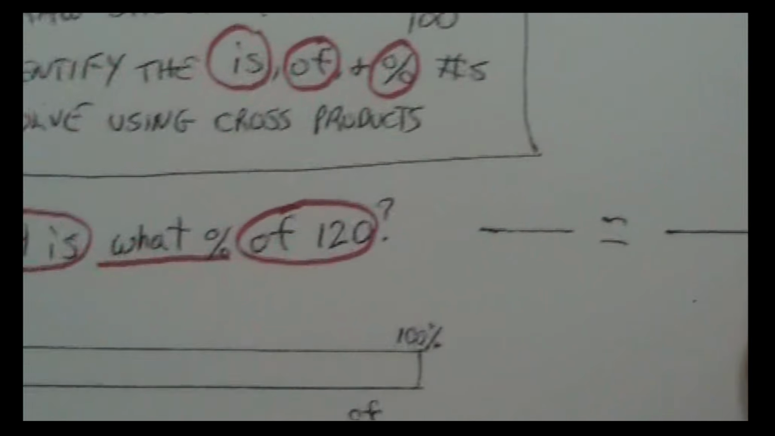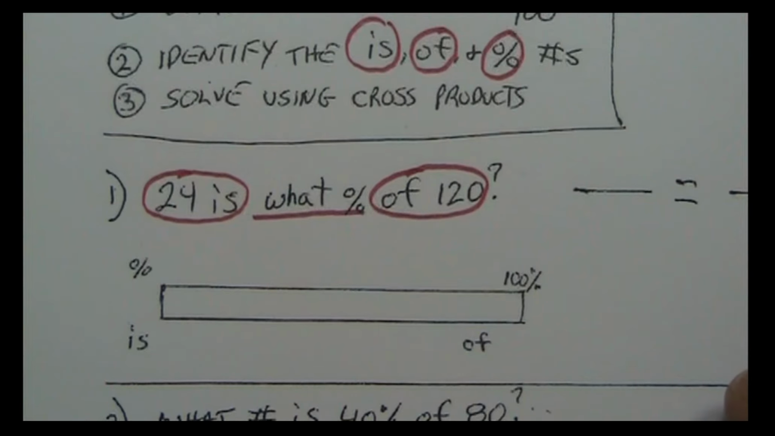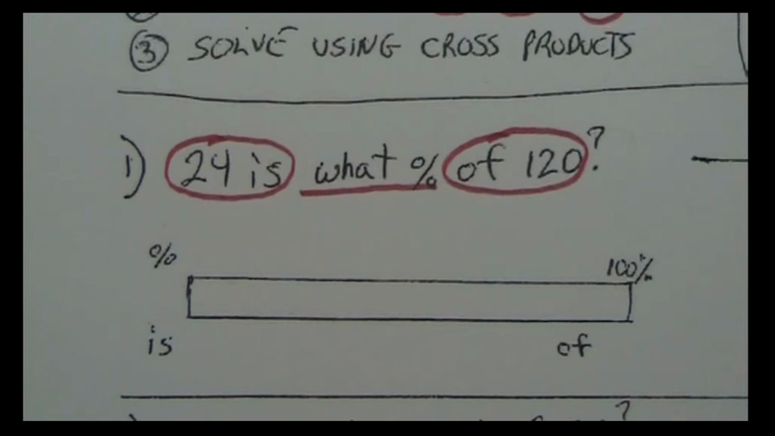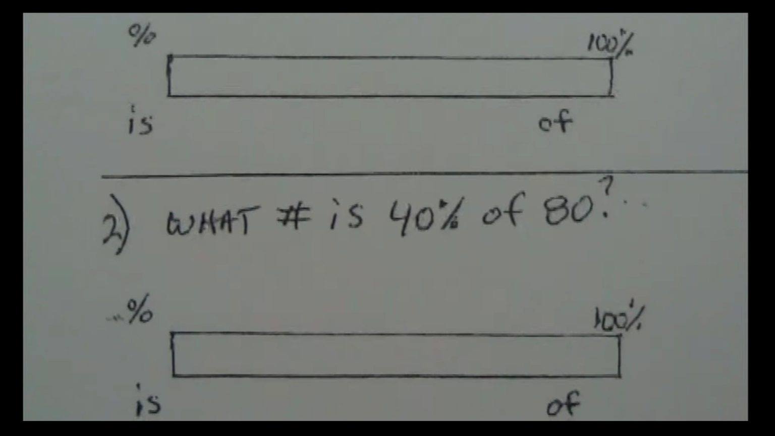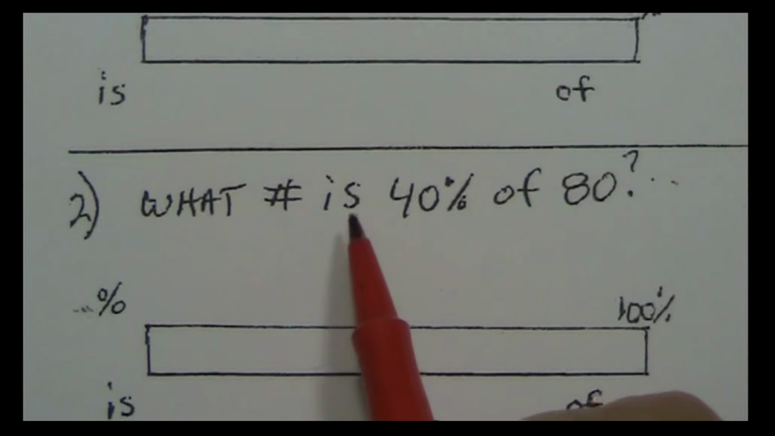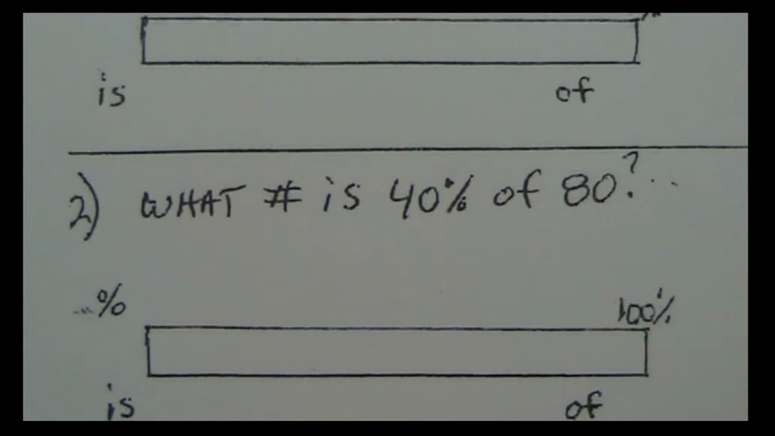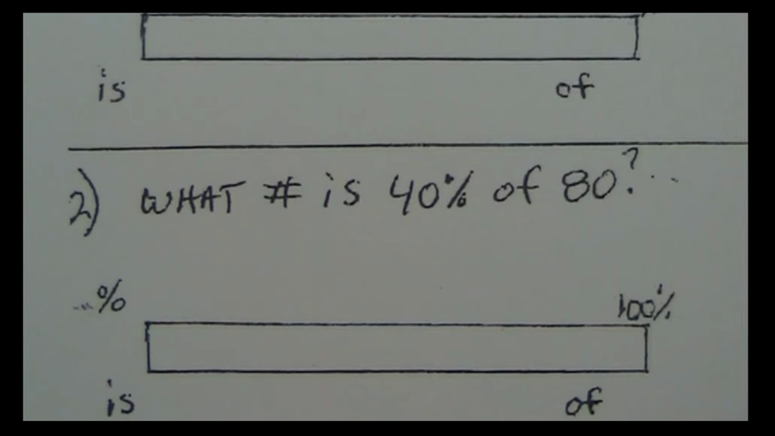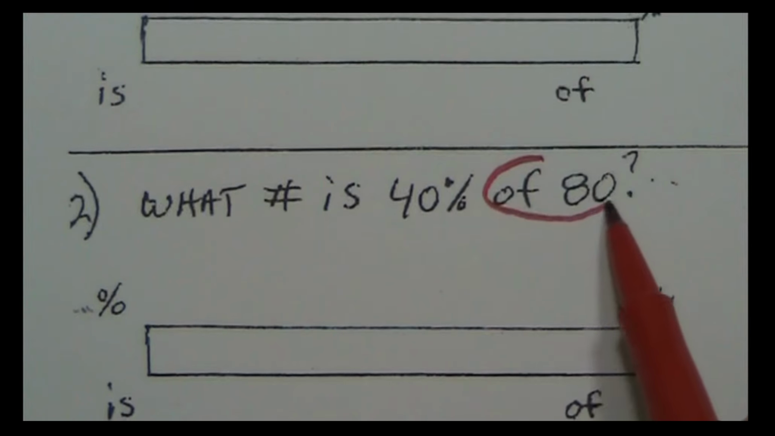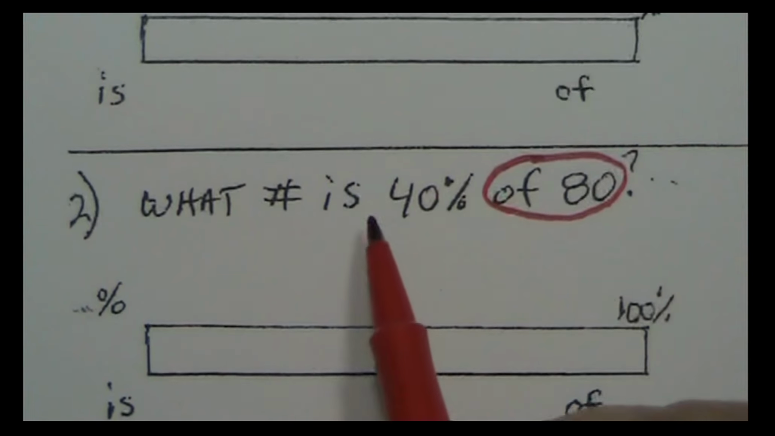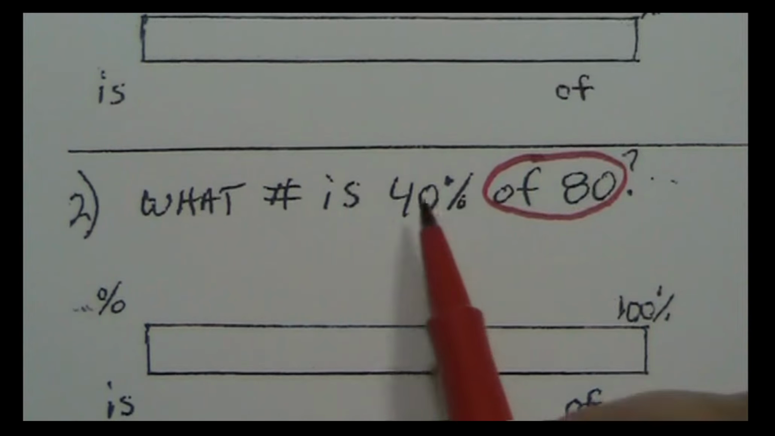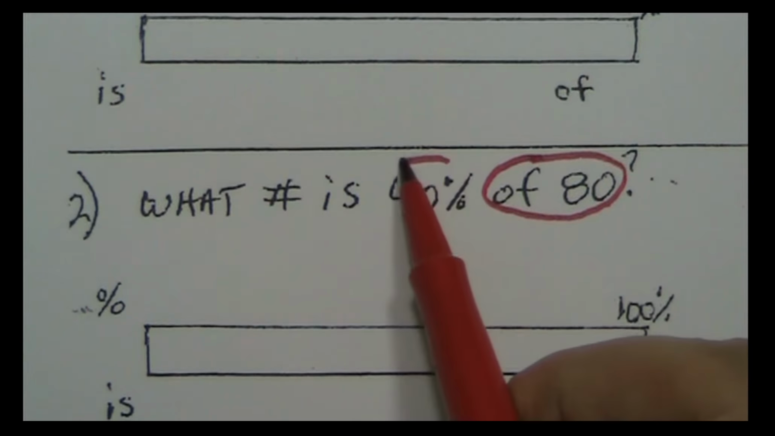But before we do that, let's go through all of these and identify the is, the of, and the percent number. Let's go to problem number 2. What number is 40% of 80? Well, this is definitely the of number. It's got an of in front of it. Of 80. Now, would you call this the is number or the percent number? 40%. Well, that must be the percent number.